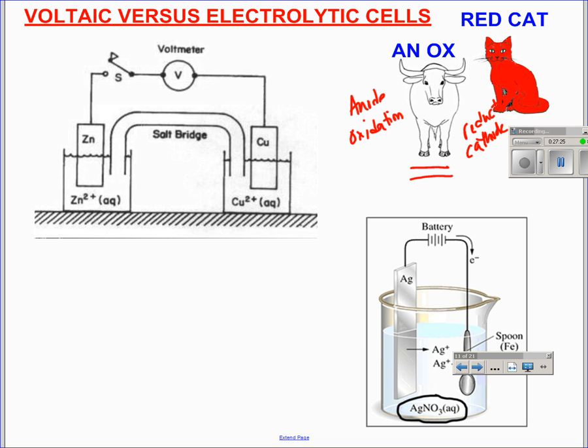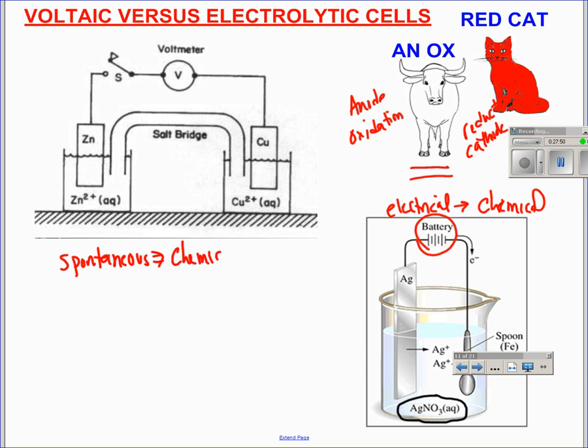The big differences here are the battery. In electrolysis, you have electrical energy being converted to chemical energy. And in a voltaic cell, it's spontaneous, whereas the electrolytic is not spontaneous. So you have chemical energy in the electrodes being converted to electrical energy.